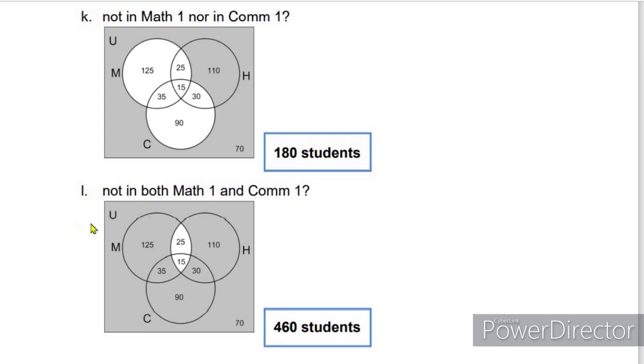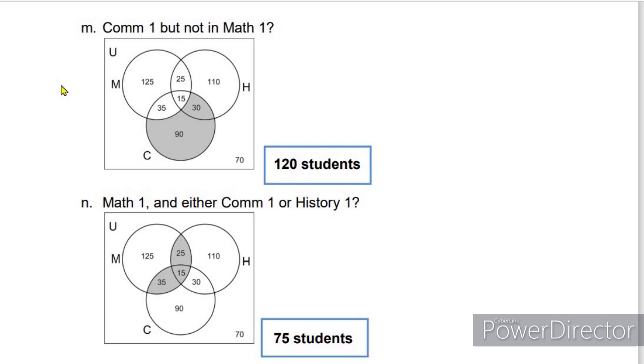Next, letter L, not in both Math 1 and Communication 1. So we will just shade all the elements that don't belong to both Math 1 and Communication 1. Meaning, we will shade all the elements that do not belong to the intersection of Math 1 and Communication 1. So the total is 460 students. Next, letter M, Communication 1 but not in Math 1. So we will just shade all the elements inside Communication 1 but not the intersection between Communication 1 and Math 1. So 90 plus 30 is 120 students.